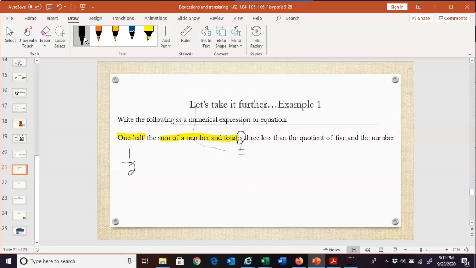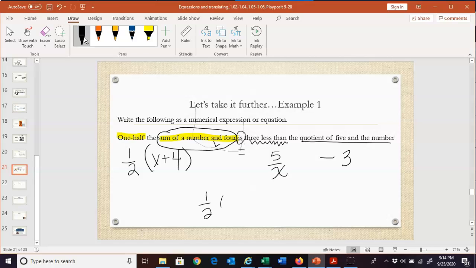So 1/2. We're going to add together a number and 4. So make sure we're going to take 1/2 of all of this. So we need to use our grouping symbols. That's what this and helps us decide. So we need to group around that x plus 4. Is 3 less than, less than, you know that's going to come off the back, -3. The quotient of 5 and a number. So the quotient of 5 and a number.